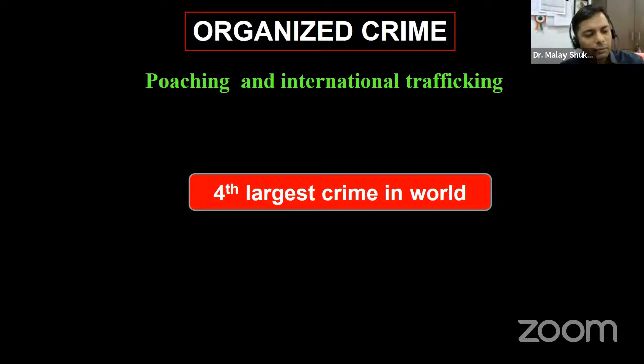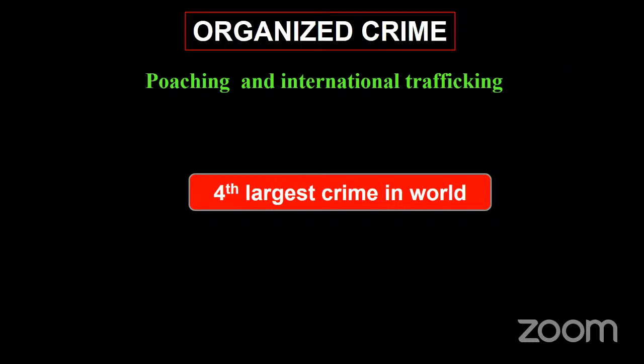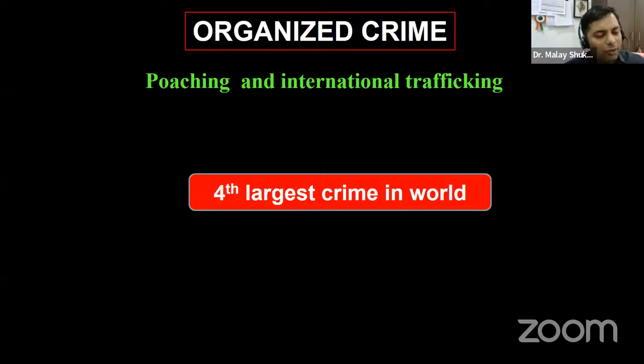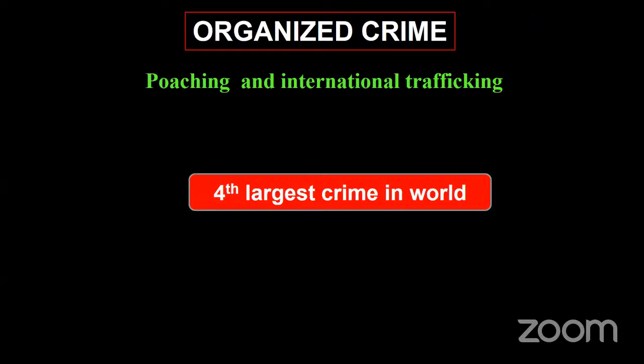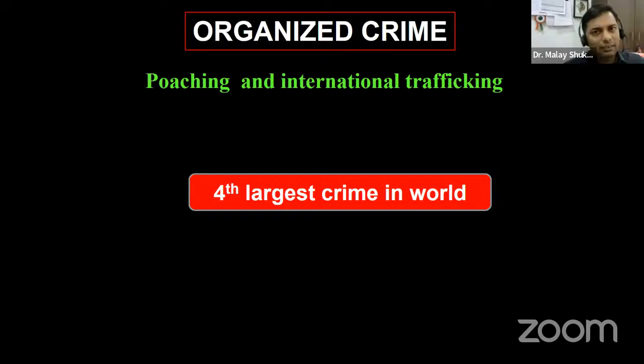Anyone? Hello. Can anyone tell the top three illegal crimes? Yeah, obviously arms, narcotics, and human trafficking. These are the three highest-rated crimes in the world.